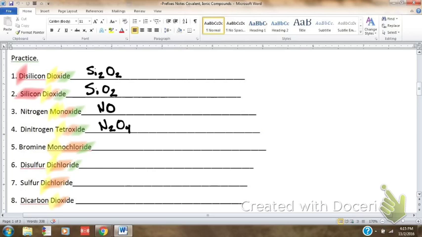Bromine monochloride, Br, Cl, 1 of each. Disulfur dichloride, S2Cl2. Sulfur dichloride is SCl2. And then dicarbon dioxide, 2 carbons, 2 oxygens. The rest of the answers are in the classroom in the PDF. I hope that helps.